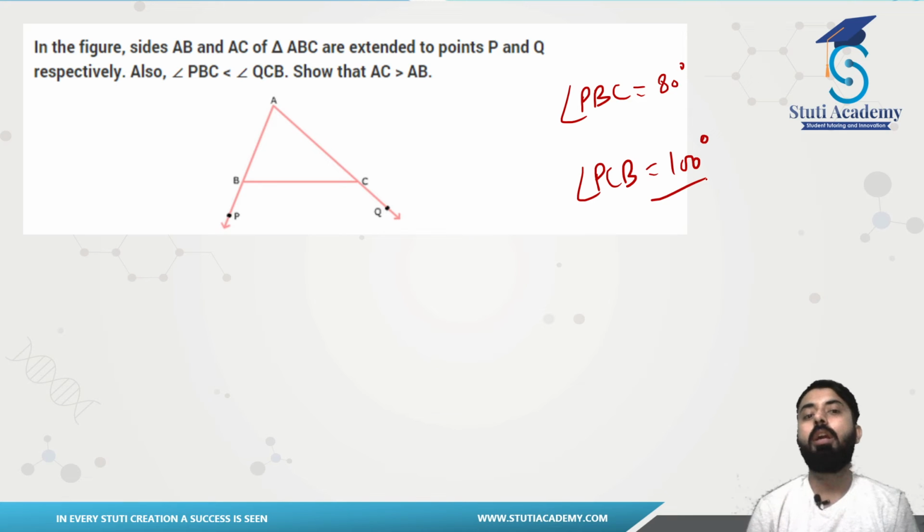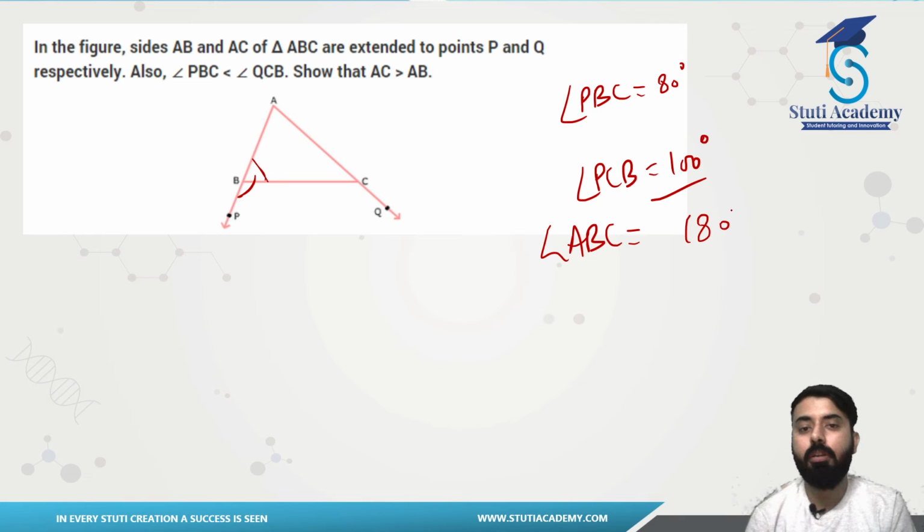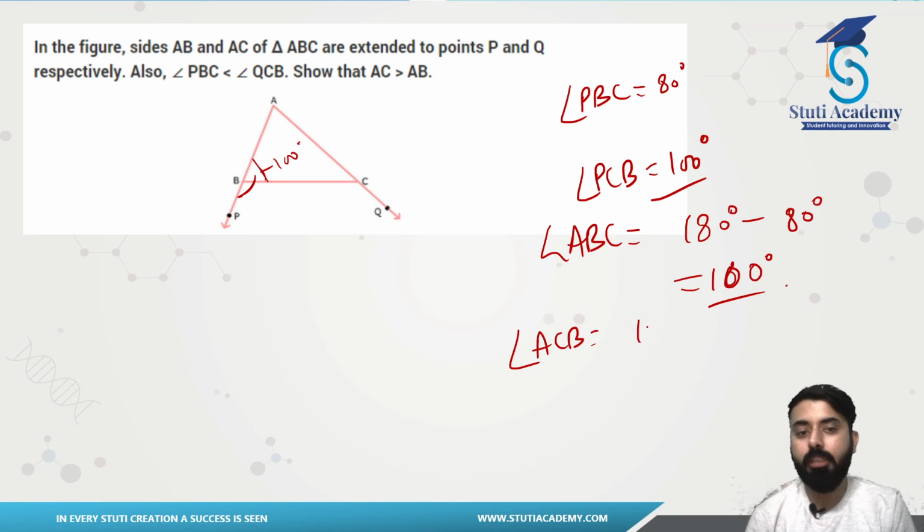Now you guys know this is 80 and AB is a line. So if I take the linear pair, angle ABC will be 180 minus 80, which is 100 degrees. So this should be 100. Similarly, if I find the value of angle ACB, that will be 180 minus this 100, which is 80.